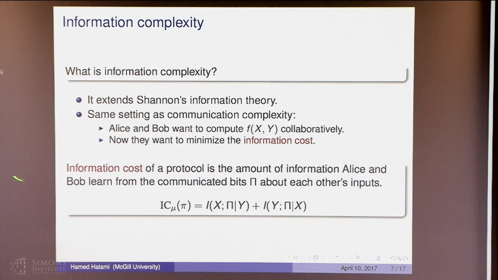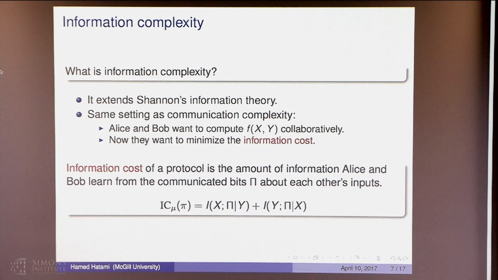And to be able to talk about information, you need to have a distribution mu. This distribution mu is what gives you some information content to these random variables, right? So it's obviously upper bounded by the sum of the entropies of x and y, but it can be much smaller or close to that.